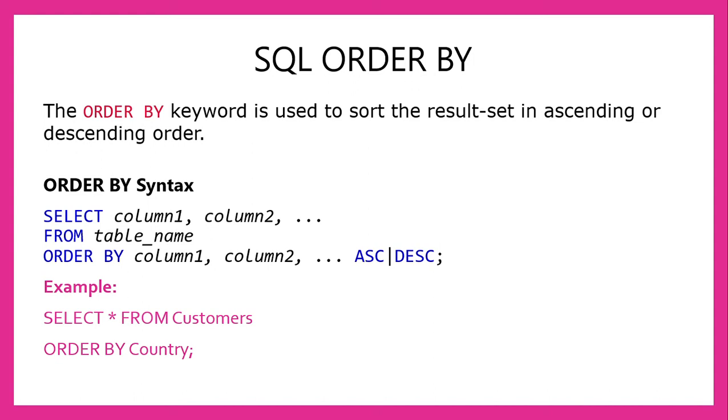For example, we have SELECT * FROM Customers ORDER BY Country. So the country will be in alphabetical order. All the countries will be shown in alphabetical order.